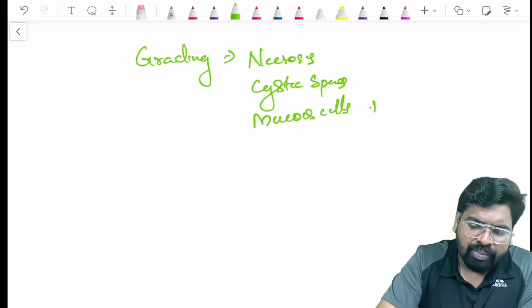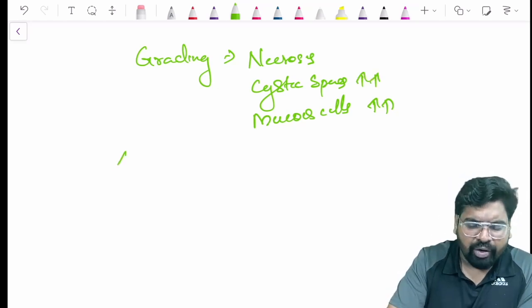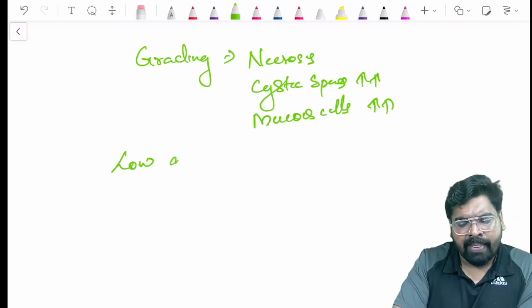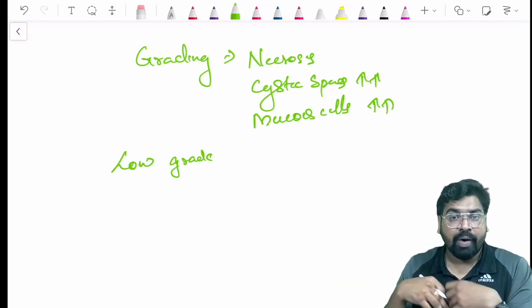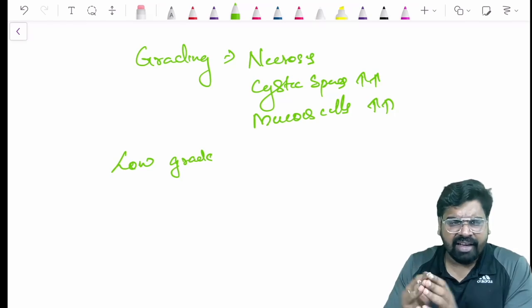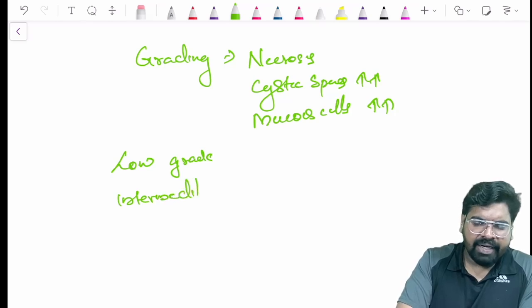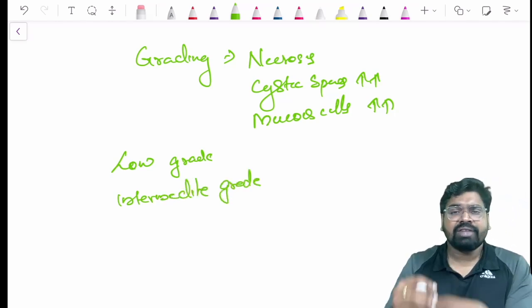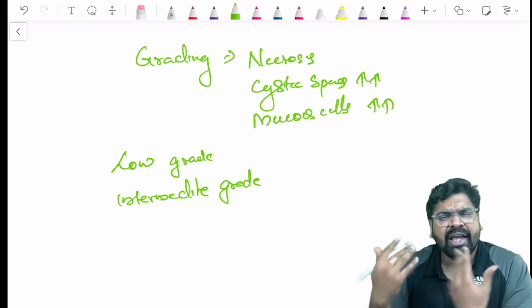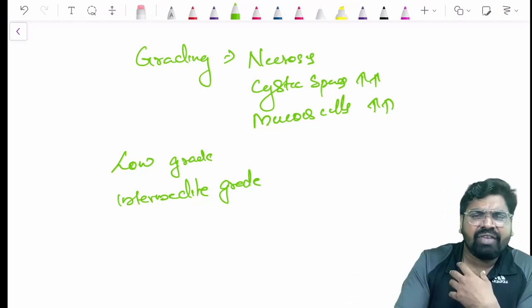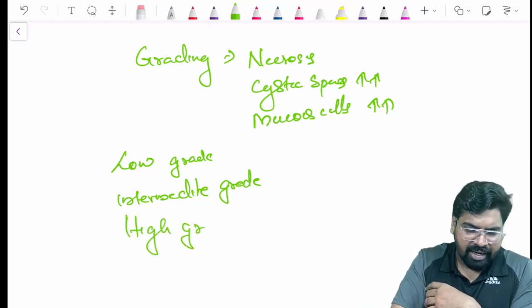If there are more mucous cells and more cystic areas, we say it is a low grade tumor. If mucous cells are reducing in number, there are more squamous or epidermoid cells and the cystic areas are not much, we say intermediate grade. If mucous cells are very rare, there are no cystic areas, and you see a high amount of necrosis and perineural invasion, then we say it is a high grade tumor.